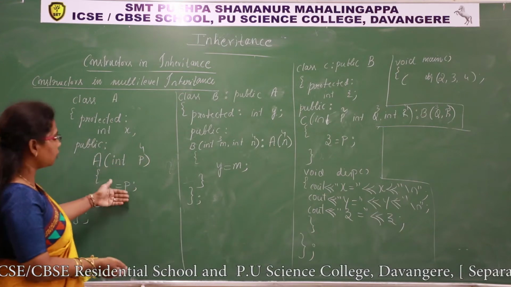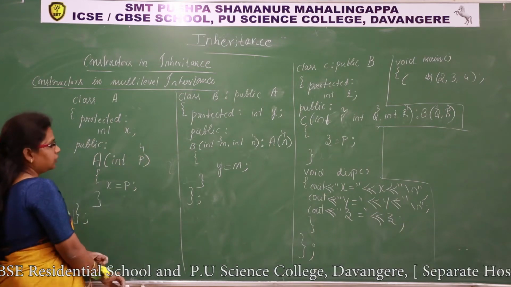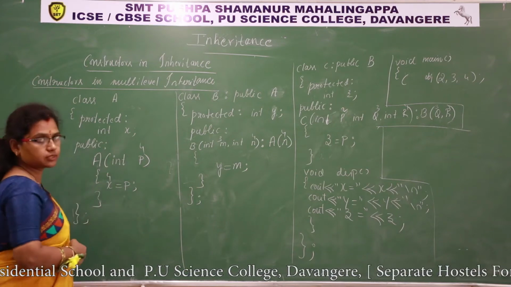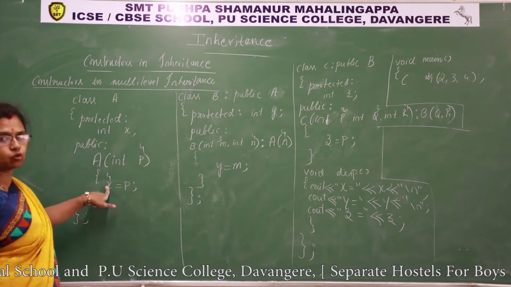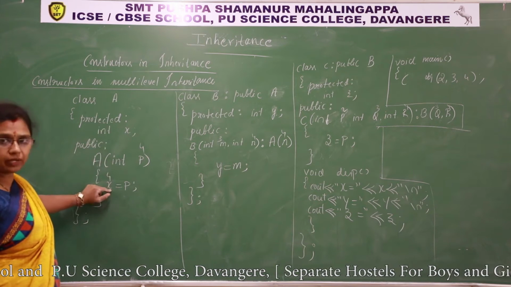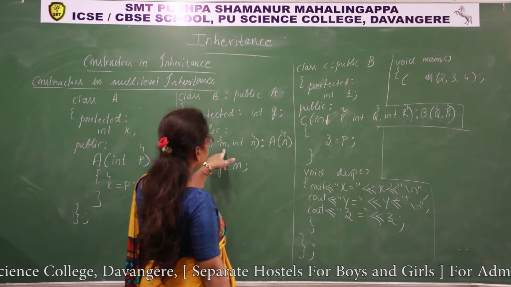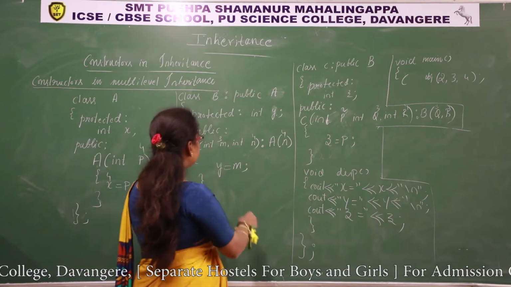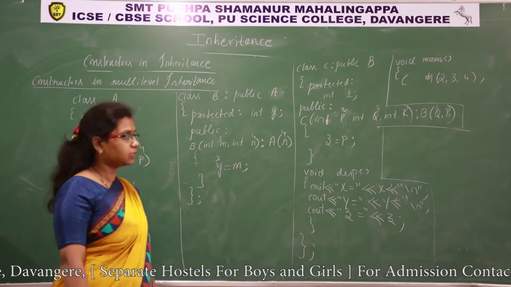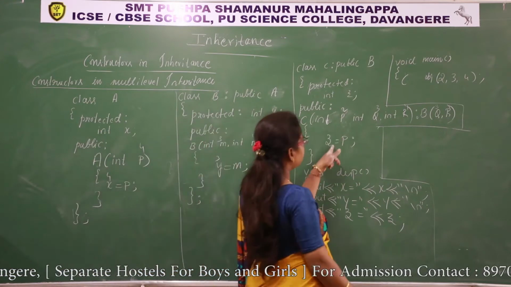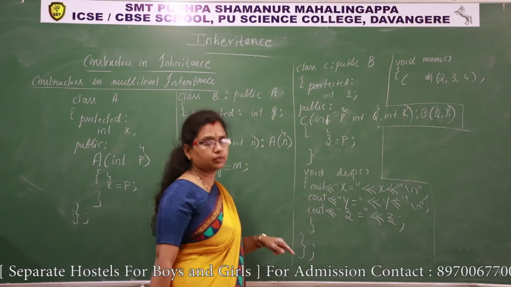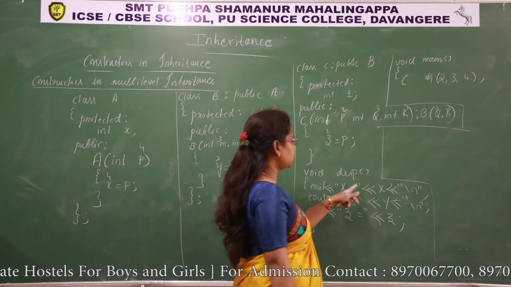Now the actual process will be started. Now the P value is assigned to X. So the base class constructor will be invoked. So the base class data member will be initialized. After that, the derived class M value will be initialized to Y. Then the P value is initialized to Z. Finally, to display X is equal to X.